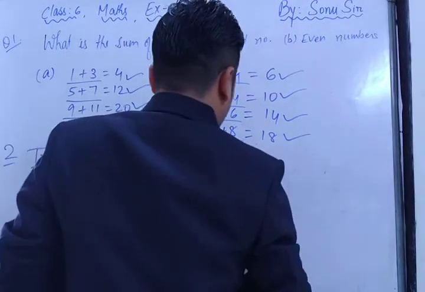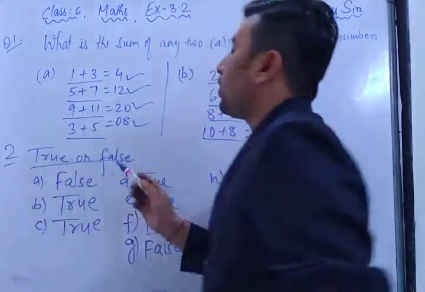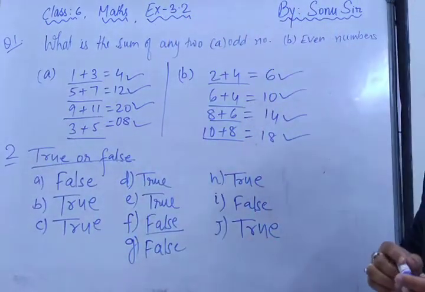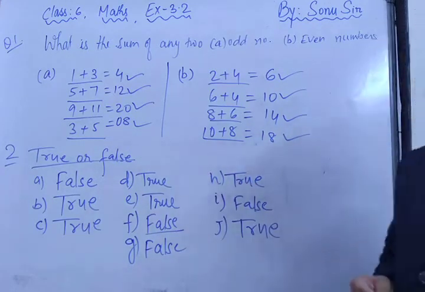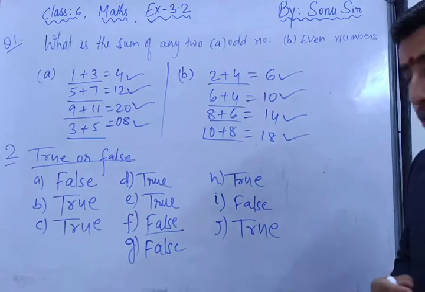So as we have seen, true or false, question number 2. Question number 1 was the addition of two odd numbers and two even numbers. After that there was a true or false question. We have solved all the true or false questions.